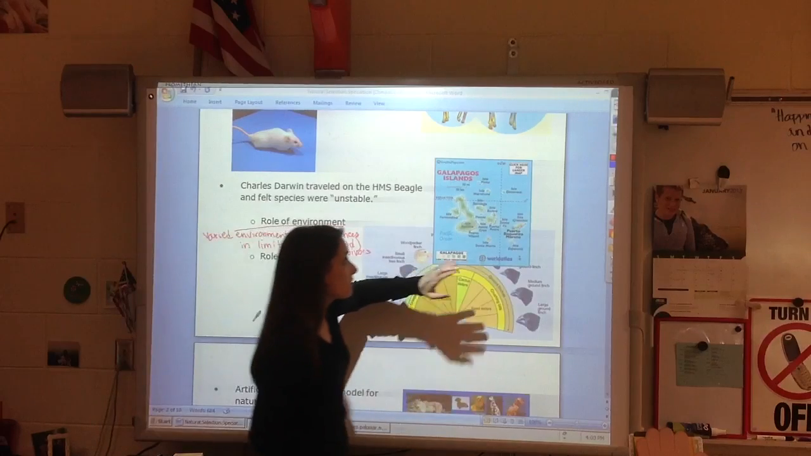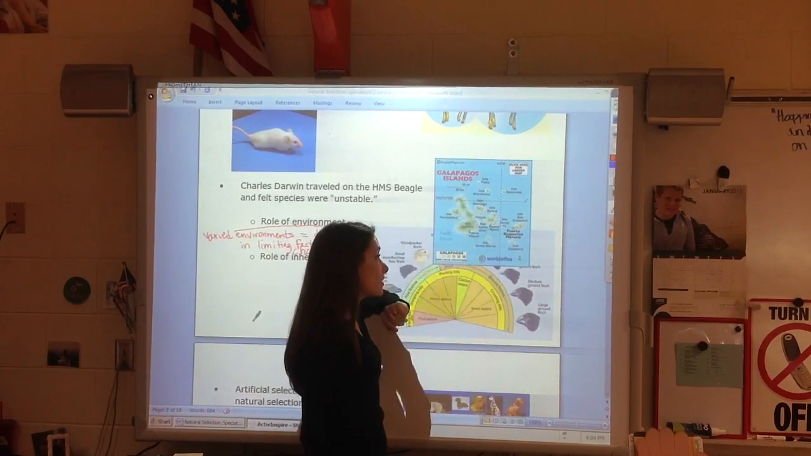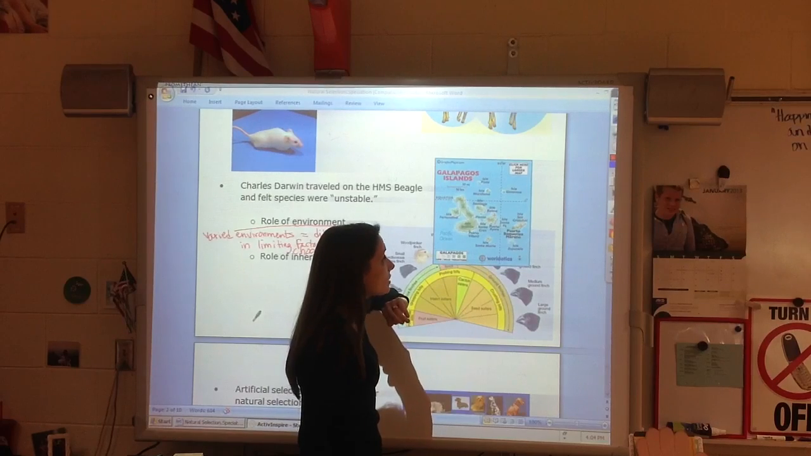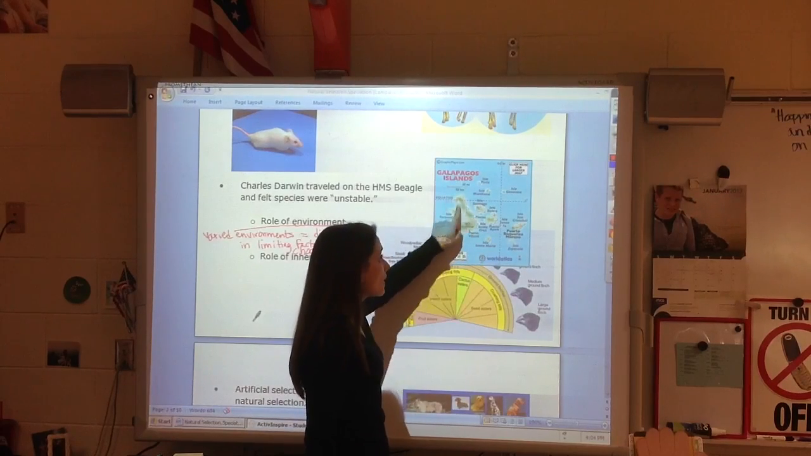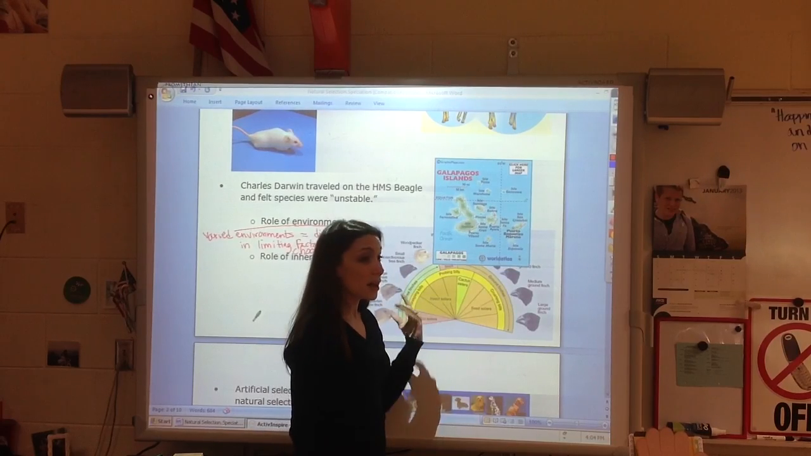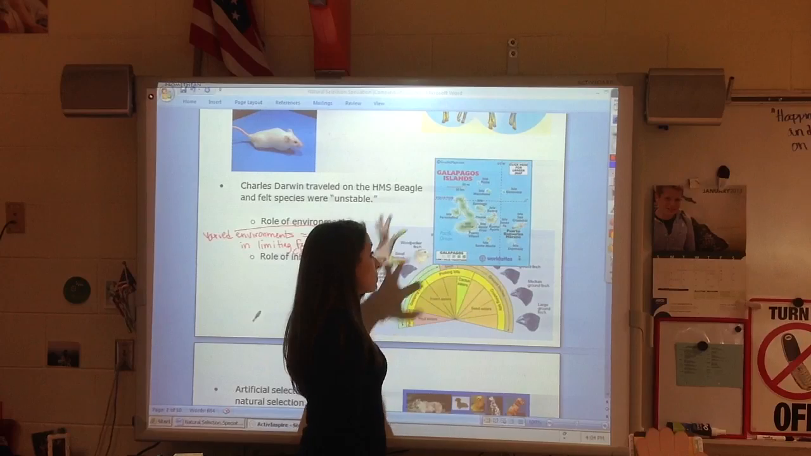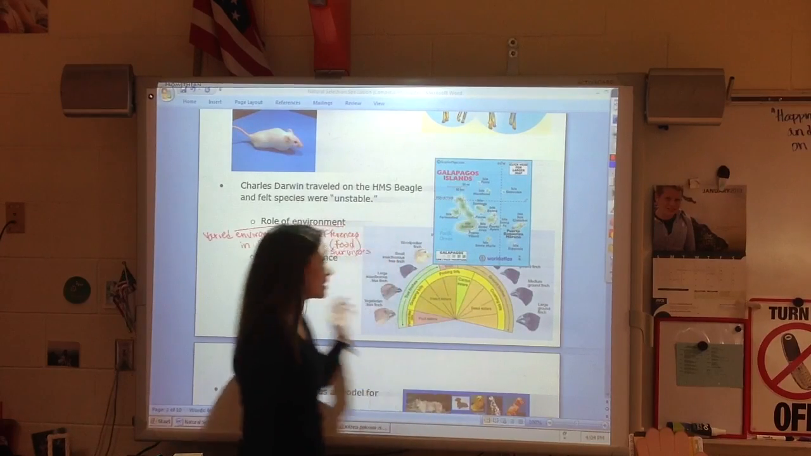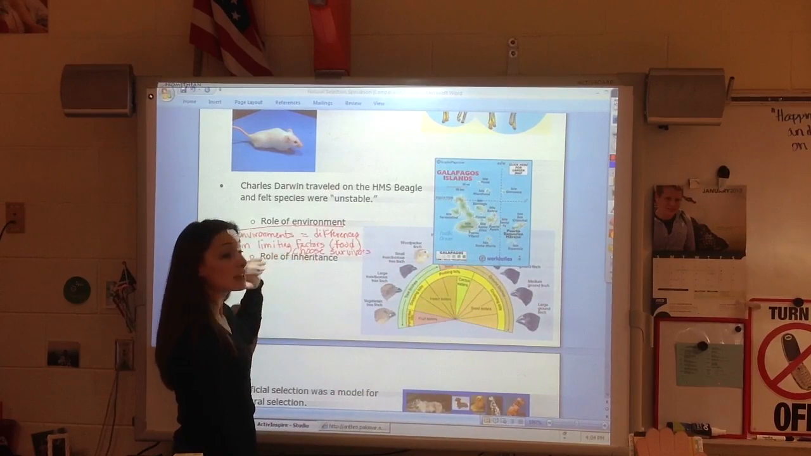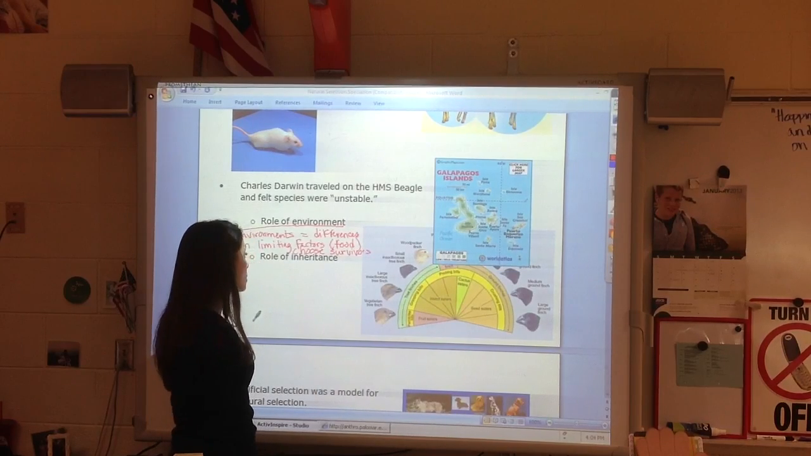So who survives on the Isla Pinta is going to be very different from who survives on any of the other islands, because this island is a different environment than the others. It might have more or less food, it might have a certain type of food, and so depending on that environment, the environment is who is doing the choosing, or, as Darwin said, the selecting, the natural selection.